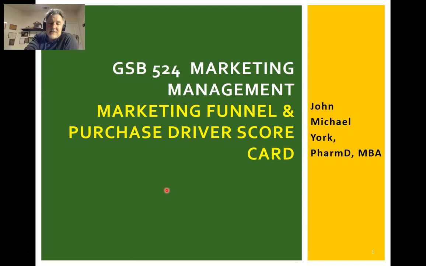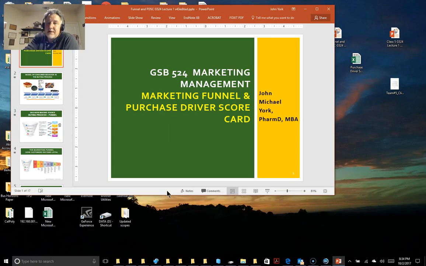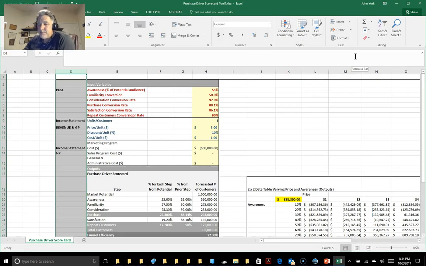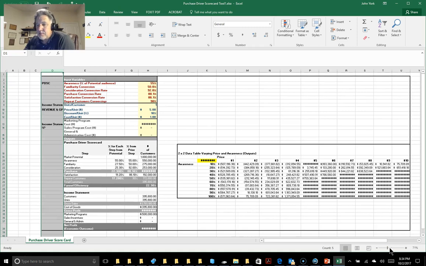So that is my little overview on the purchase driver scorecard, marketing funnel, and the customer journey, which I think link in very nicely. What I do want to do is pull up an example of the PDSE tool. Okay, bear with me for a moment as I make it a little larger.